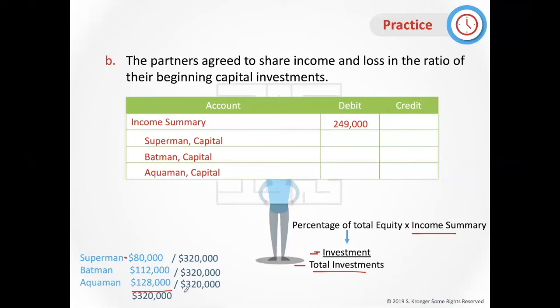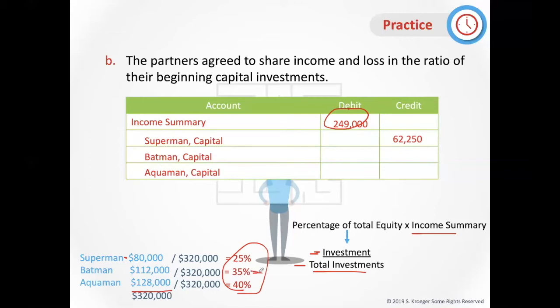Each one will give us a different percent. Superman's would be 25%, Batman's is 35%, and Aquaman's is 40%. We're going to take these different percents and multiply it by the total income of $249,000. 25% of $249,000 is $62,250. That's how much Superman would be getting.